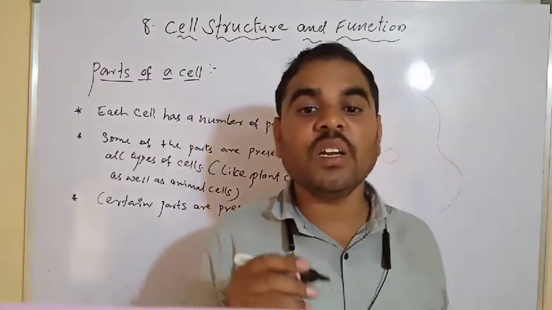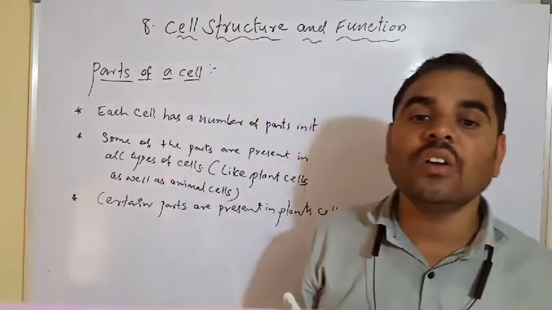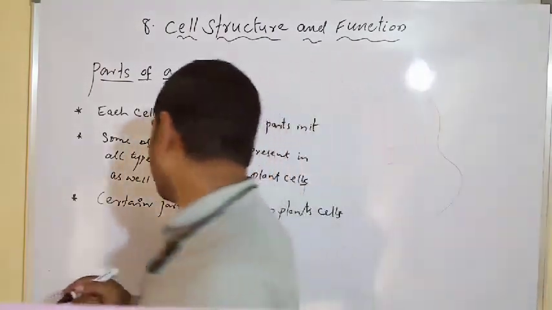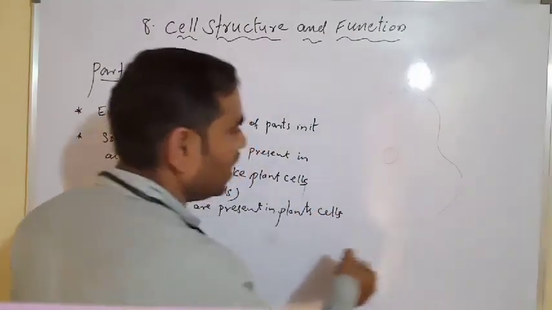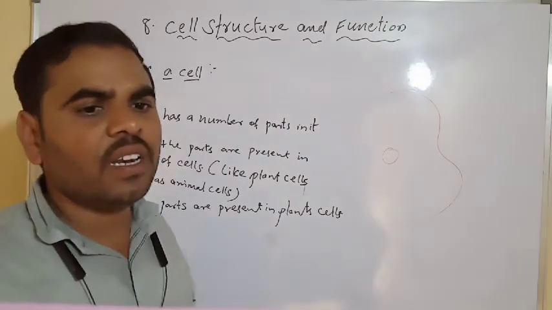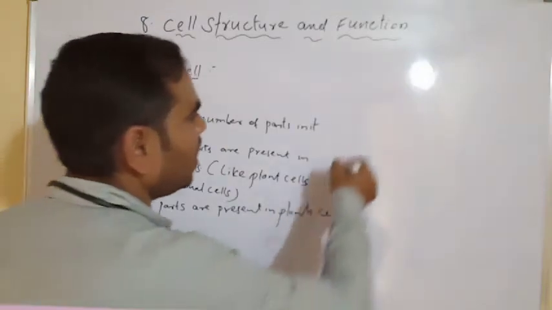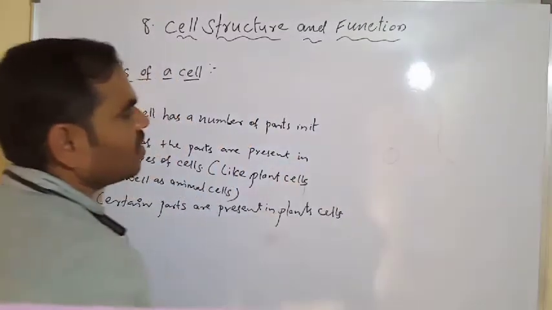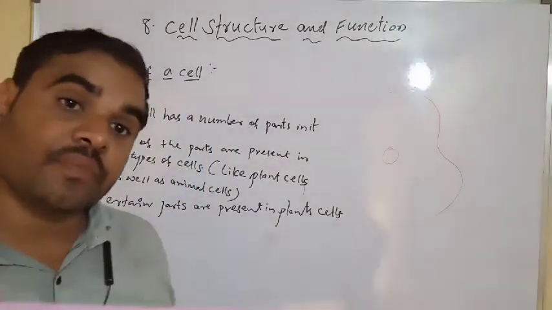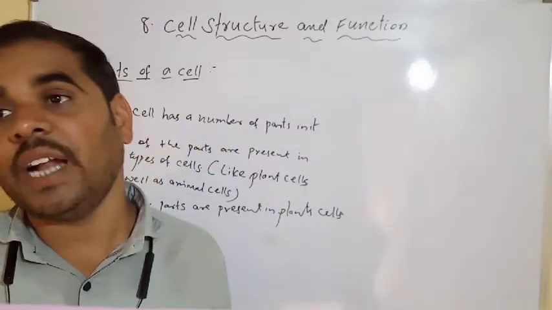The important basic parts of the cell are the cell membrane and cytoplasm. Cell membrane is there, cytoplasm is there. Next, the chloroplast and vacuole are there in plant cells only. The cell wall is present only in plant cells.